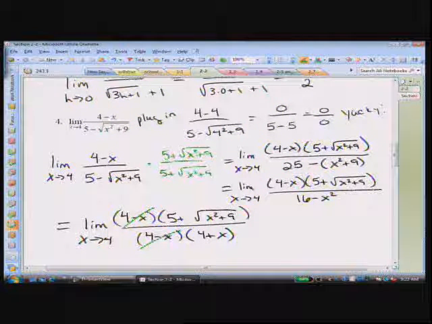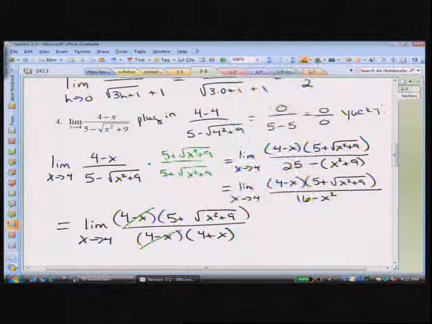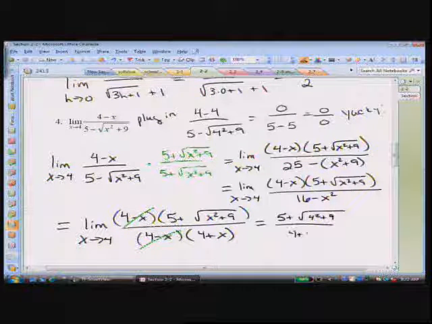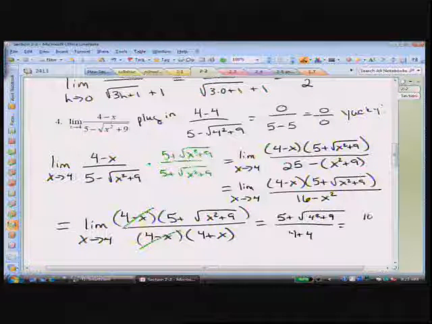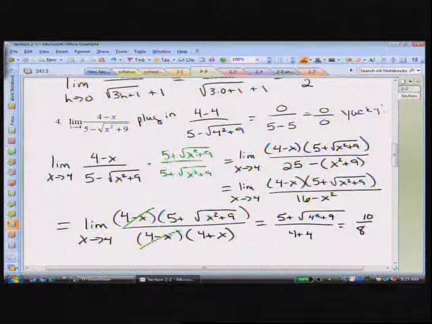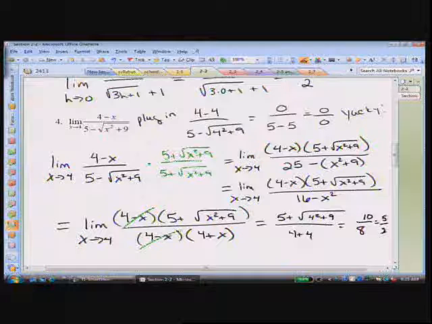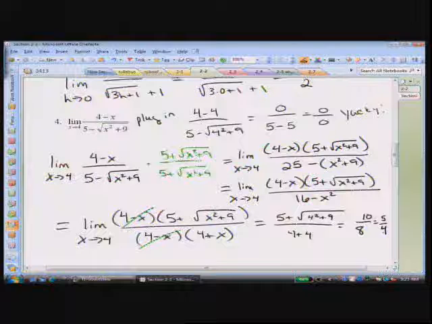And now when I plug 4 in, I'm no longer going to get 0 in the denominator, am I? So now when I do the direct plug-in, I'm going to get 5 plus the square root of 4 squared plus 9 over 4 plus 4, which is the square root of 25, which is 5, so this is 10 over 8, also known as 5 halves. Right? No, 5 fourths. Sorry. Okay? So that one was a little bit more complicated, but not too bad.